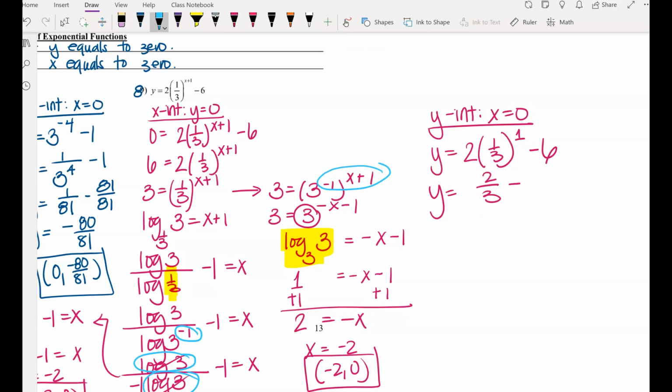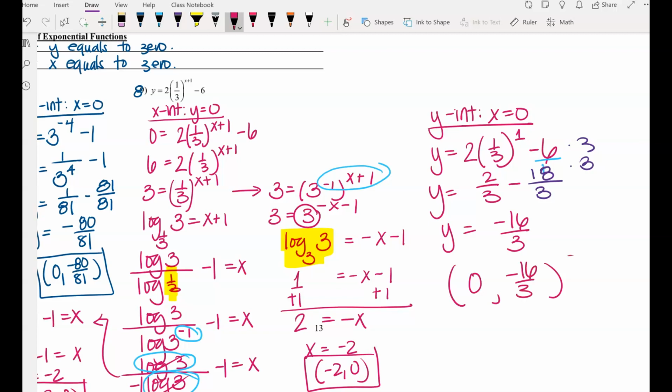Well, minus 6 is the same thing as 6 over 1, so I'm going to find the common denominator. That means LCD would be 3, so this is 3 and this is now 18. So 2 minus 18 will give me negative 16 over 3. So y-intercept is (0, negative 16 over 3). Box that up. And that's it, guys.